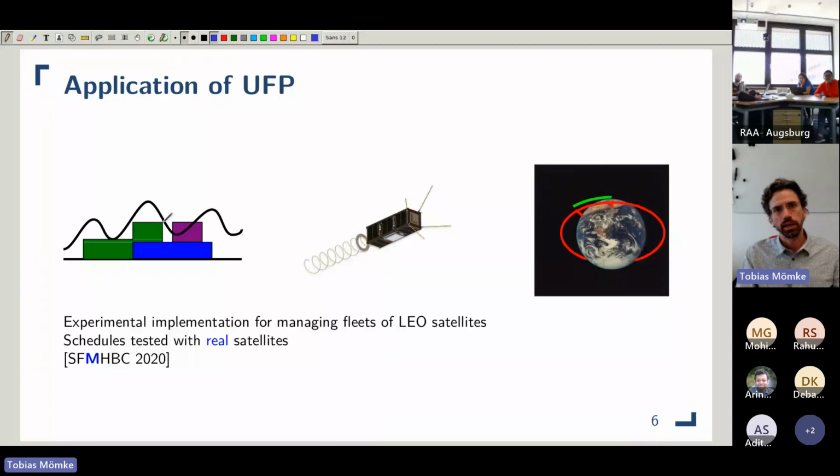But based on the ideas and techniques for UFP, I was involved in an experimental study that was running schedules for real satellites, where we actually showed that in this very simplified setting for satellites, we had an executable algorithm that was computing schedules for the satellite.